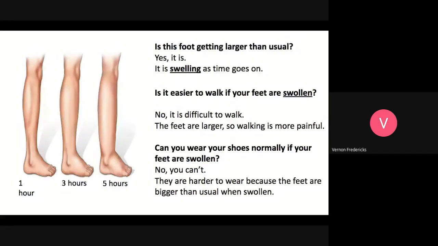Yeah? Okay. So a swelling occurs. It takes time for a swelling to get bigger and bigger and bigger. Yeah? And then at the end, the feet are swollen.